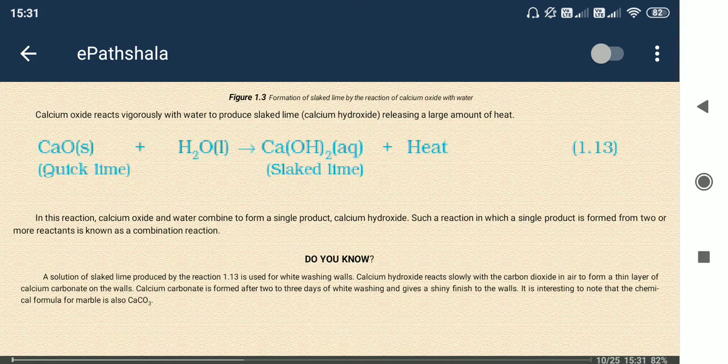Here, calcium oxide and water react to form calcium hydroxide, that is slaked lime. Two molecules react with each other and form one single molecule, calcium hydroxide. So this is a combination reaction.